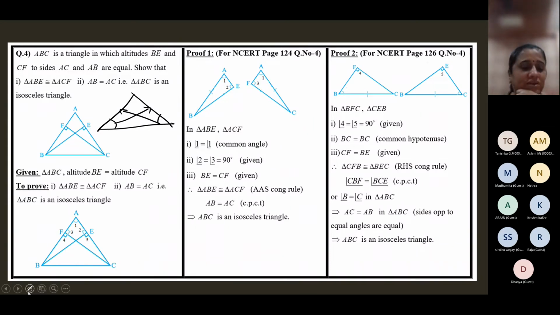Here, I think by mistake I've marked something wrong, I should correct this, children. By mistake I've marked AB equal to AC. BE is equal to CF. See here, I've written BE is equal to CF, but by mistake I've marked those two sides as equal. Sorry. Children, please correct this in your book. I've by mistake marked AB equal to AC. This is wrong. AB is not equal to AC. BE is equal to CF.